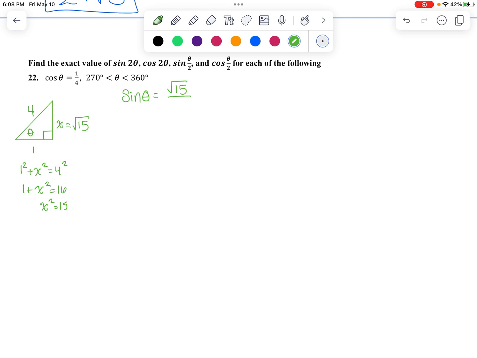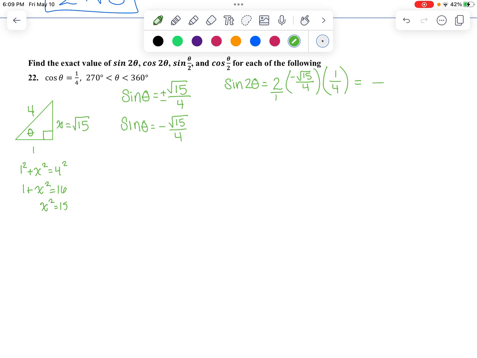Therefore, sine of theta, which is opposite over hypotenuse, is square root of 15 over 4, but is it positive or is it negative is the question. Between 270 and 360, sine is negative. Sorry. Okay, now for the things we're actually looking for. Sine of 2 theta, which says it's 2 sine of theta cosine of theta. Now, I do not know theta, but I know sine of theta. I know cosine of theta. So, sine of theta, negative square root of 15 over 4. Cosine of theta, 1/4.